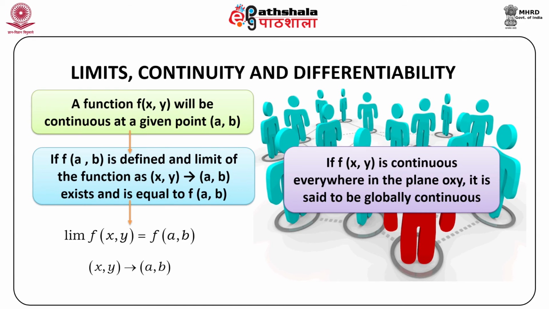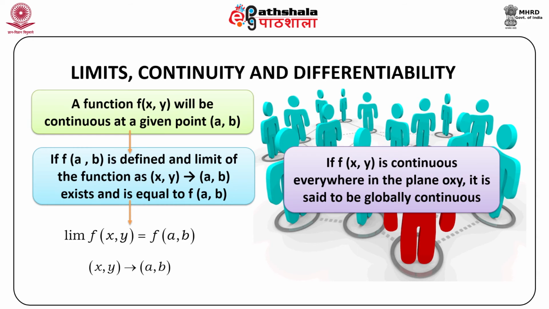Using the concept of limit, we can define continuity just as in the case of single variable. A function f(x, y) will be continuous at a given point (a, b) if f(a, b) is defined and the limit of the function as (x, y) tends to (a, b) exists and is equal to f(a, b). That is, limit f(x, y) is equal to f(a, b) when (x, y) tends to (a, b). A function that is continuous at all points in its domain is said to be continuous over the domain.